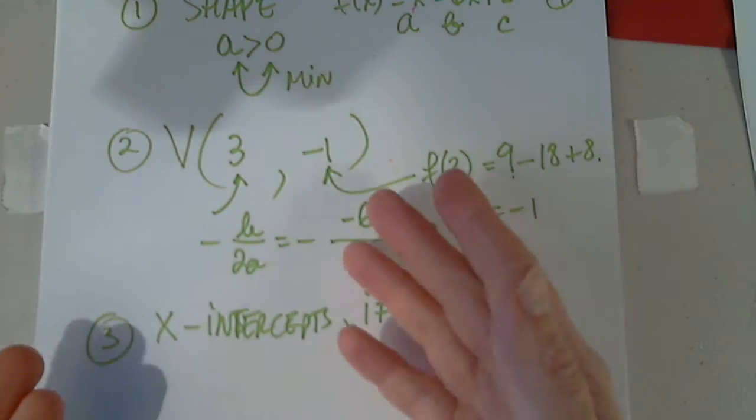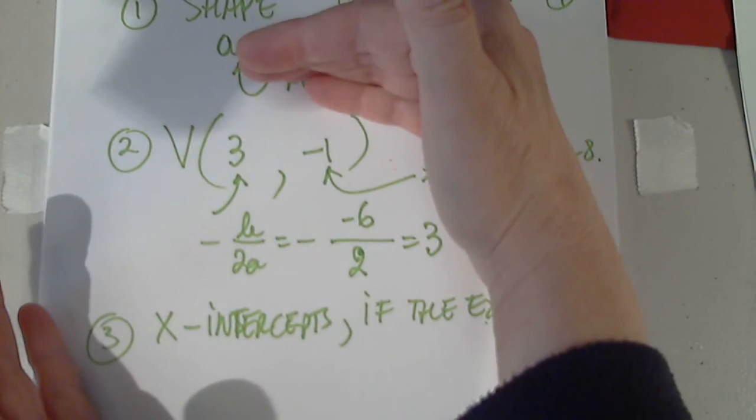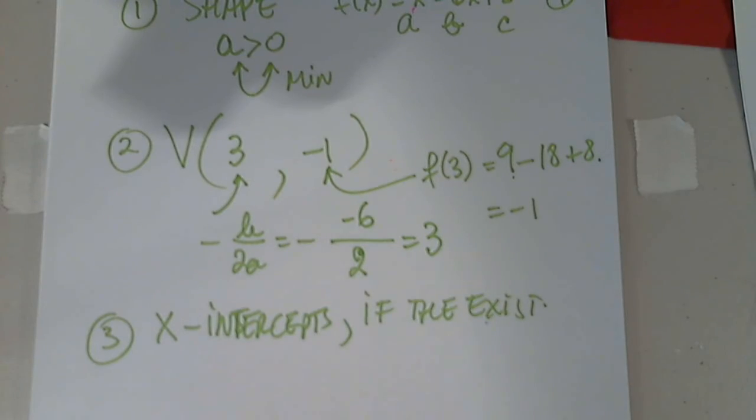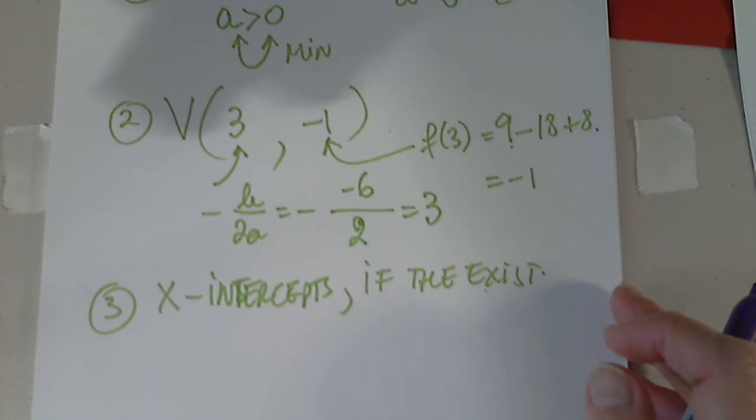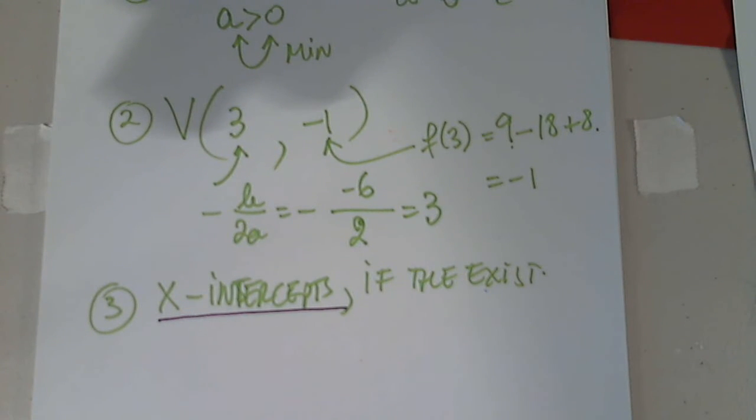I can already picture the range. If it goes to negative 1, the range is negative 1 to infinity. So they exist. I'm not going to waste my time. They do exist. Good. How do I determine the x-intercepts for any function? What do I have to write in order to find the x-intercepts for any function?